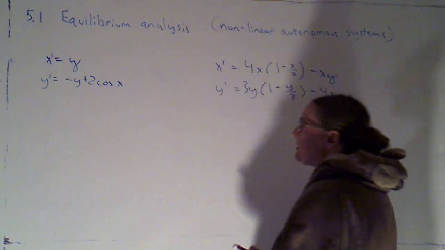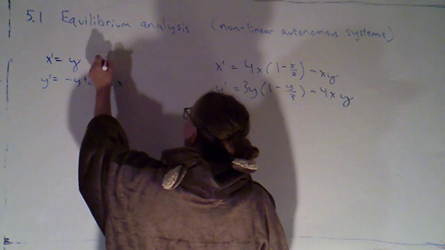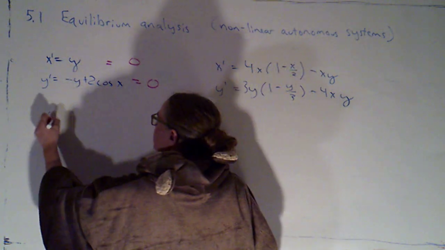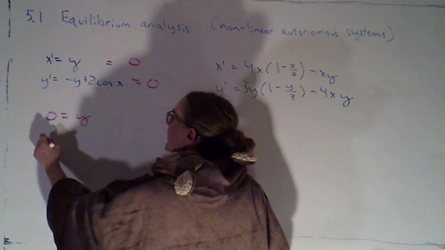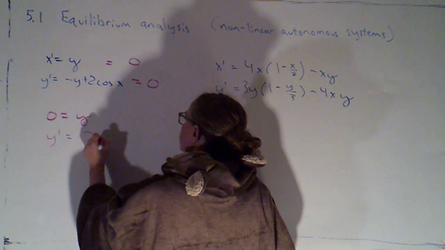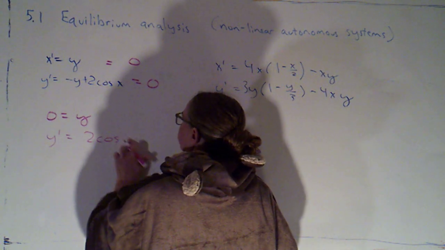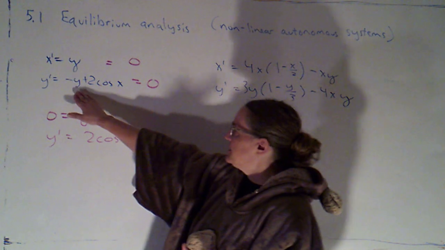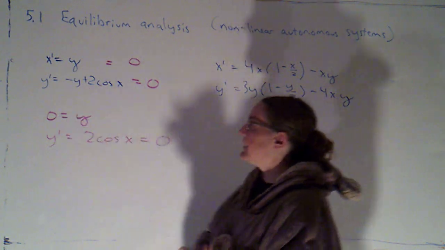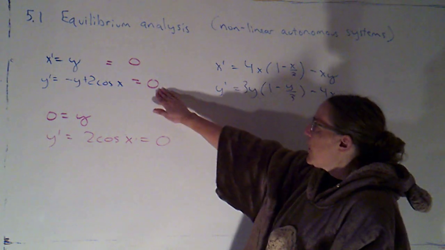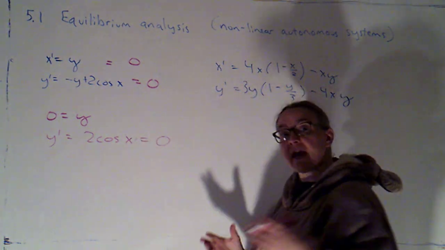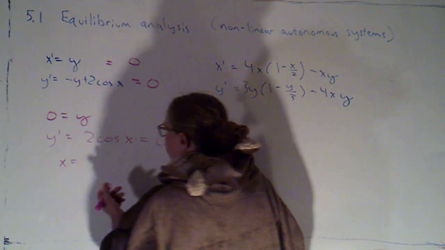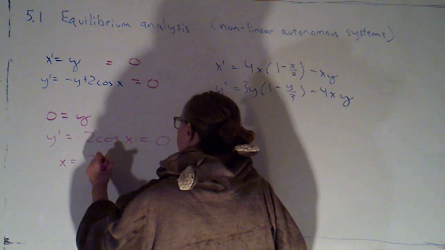Okay. So the equilibrium solutions are going to be where x prime and y prime are both 0. So of course, if x prime is 0, then I get 0 is equal to y. Plugging that in, y prime is equal to just 2 cosine of x, but that also has to equal 0. Okay. So I plugged in 0 for y because I got that from the fact that x prime had to be 0. But now y prime has to be 0, so 2 cosine x has to be 0. Now that is going to give me infinitely many solutions, because that's going to be true if x is an odd multiple of pi over 2.